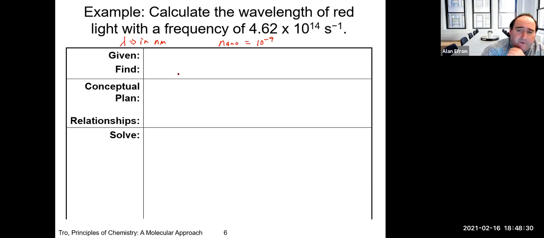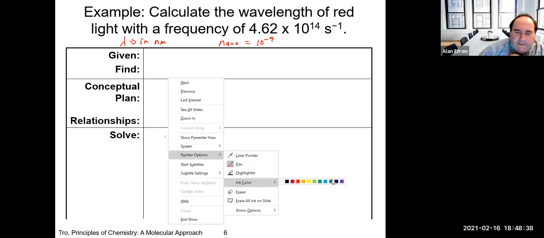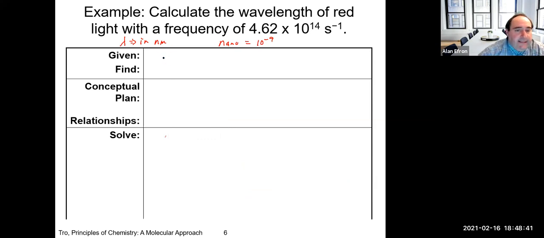That means that we do want to use the formula that we just saw on the previous slide, the relationship of c equal to the wavelength times the frequency. In this case, we always have c. c again is that 3 times 10 to the 8 meters per second. We also have the frequency given to us, which is 4.62 times 10 to the 14 reciprocal seconds. That means that we do want to solve for the wavelength.